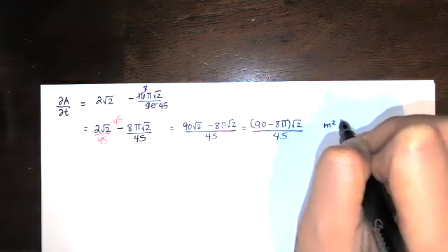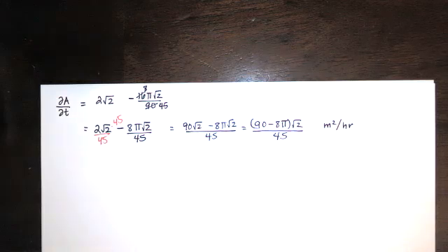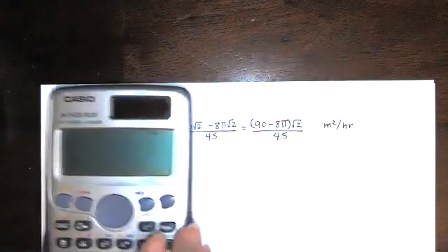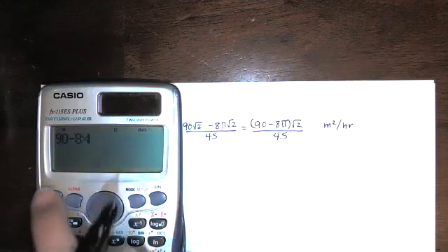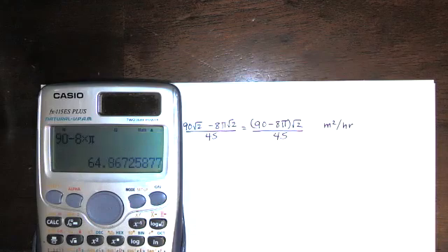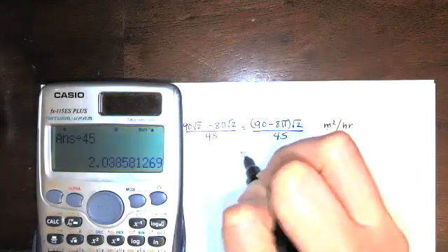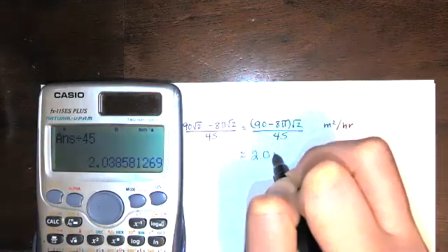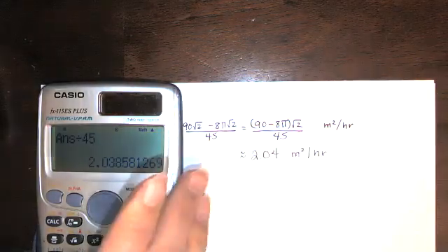And that's going to be meters squared per hour. But they wanted a decimal approximation. So let's get a decimal approximation. We have 90 minus 8 times pi, times square root of 2, divided by 45, and we had approximately 2.04 meters squared per hour.